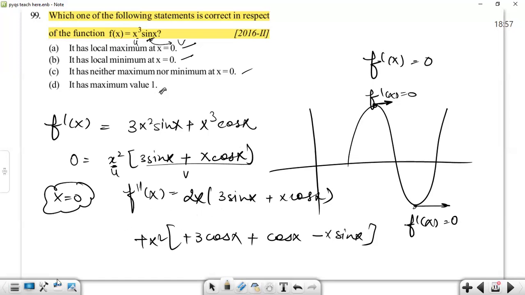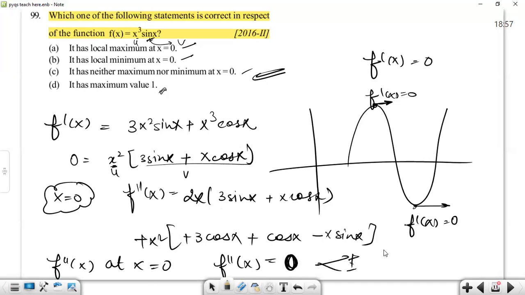Now for f double dash of x at x equals 0, you can understand that f double dash of x is becoming 0, right? It is neither positive nor negative. So there is no maximum or minimum locally at x equals 0. So C is the correct option. Are you able to understand how we have solved this question? Yes, sir.